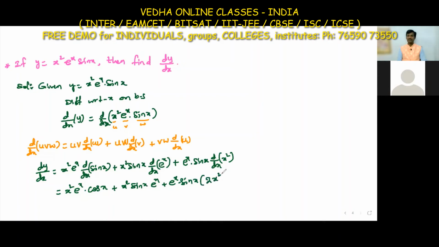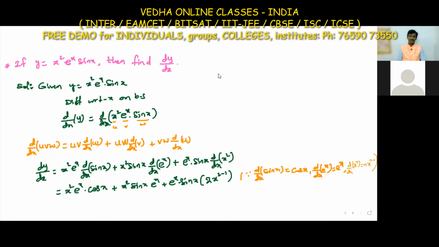x power 2, so 2 into x power 2 minus 1. Okay, so here we used the d by dx of x power n formula. If you want, you can write all the formulas: d by dx of sin x is cos x, d by dx of e to the power x is equal to e to the power x, and d by dx of x to the power n is equal to n into x to the power n minus 1, is the formula.